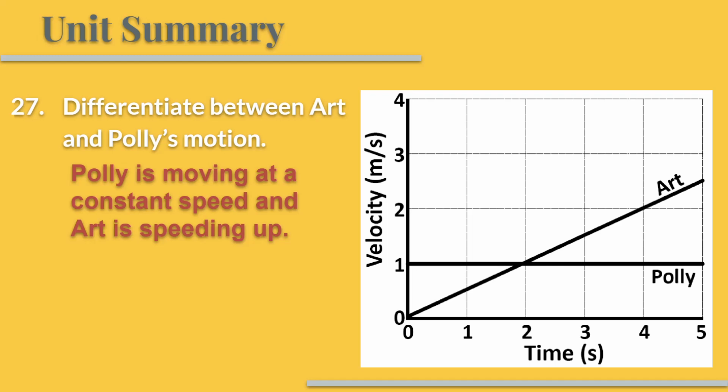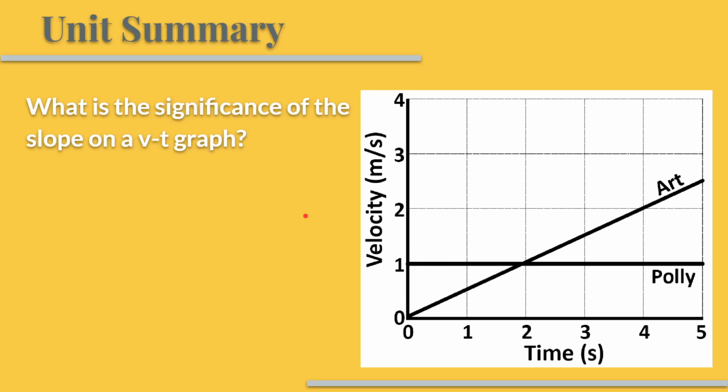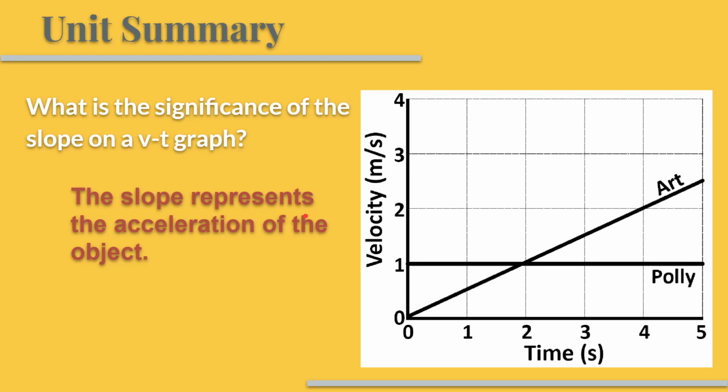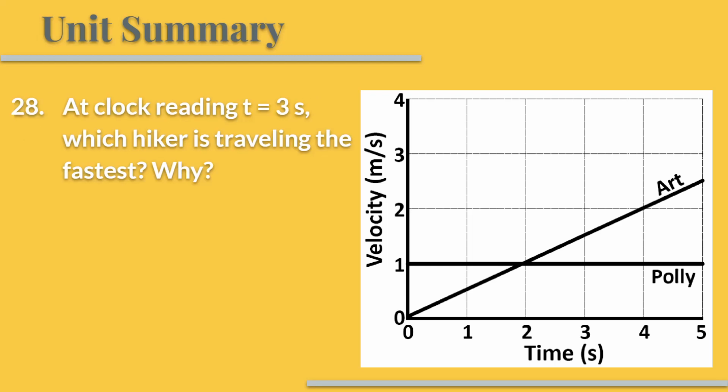This is a VT graph. Make sure you read the axis. Otherwise, if y'all think this is a position time graph, you're going to tell me Polly's not moving and Art's moving forward at a constant speed. If you read it wrong, you're going to get it wrong. Okay, but yeah, Art is speeding up because his velocity is getting more and more positive. Polly is at a constant speed. Okay, the slope on your VT graph is acceleration. So it tells you the change in velocity.